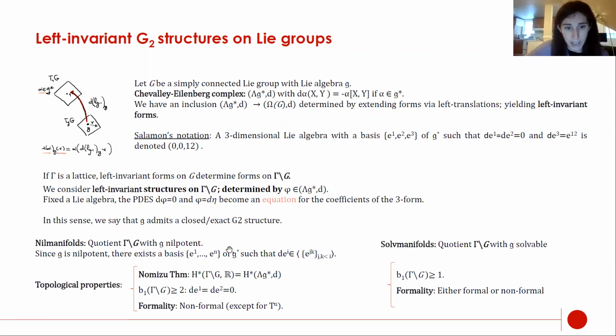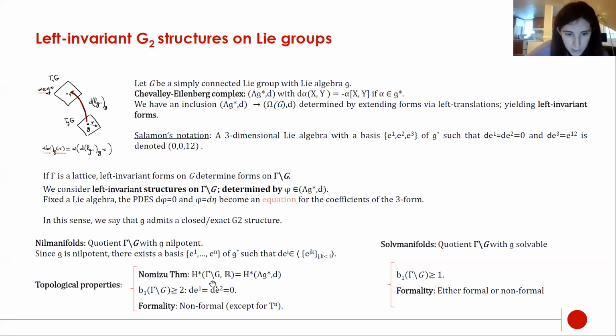During the talk, nil manifolds and solved manifolds will also appear. A nil manifold is this type of compact quotient where the group is nilpotent. In this case, from the nilpotency condition, one can ensure that there is a basis e1 to em of the dual of the Lie algebra in which the differential of a form can be expressed in terms of the previous generators in the list. And they have special topological properties.